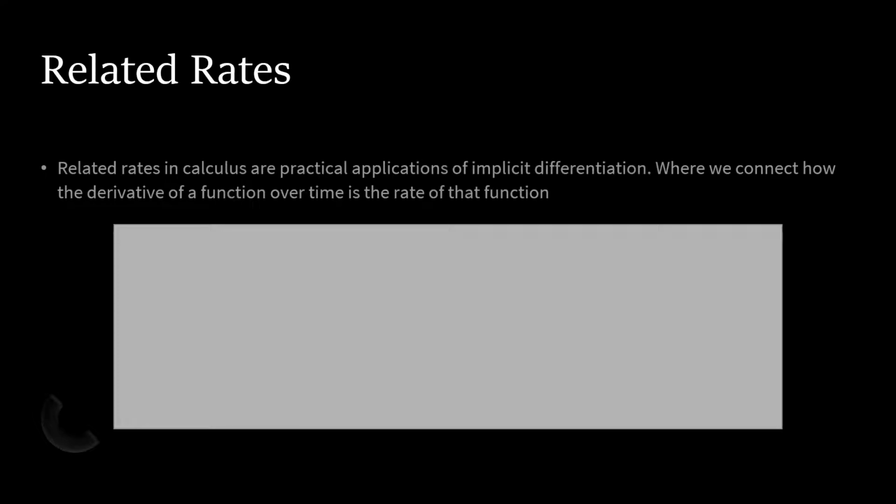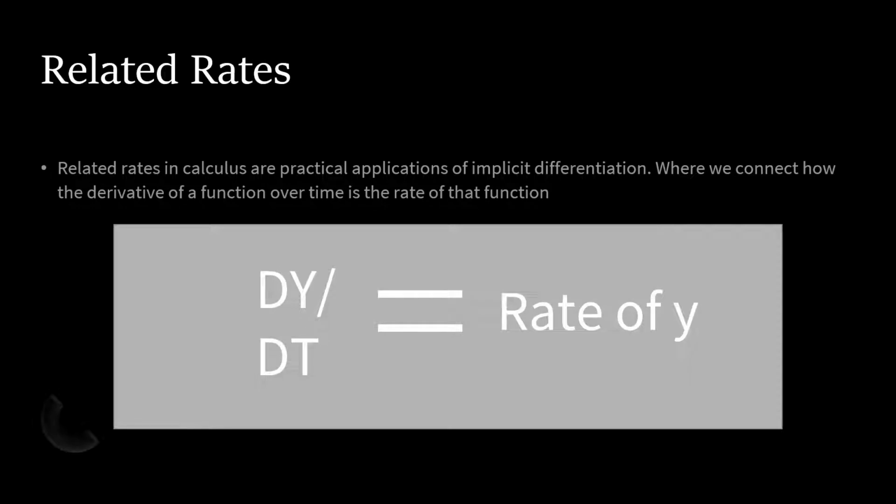Related rates in calculus are practical applications of implicit differentiation, where we connect how the derivative of a function over time is the rate of that function. So for example, the rate of y is equal to the derivative of y with respect to time. So if you know this, you know what we're going to do with related rates.